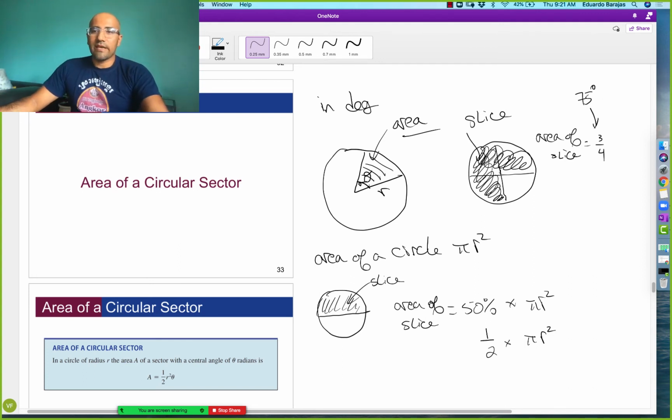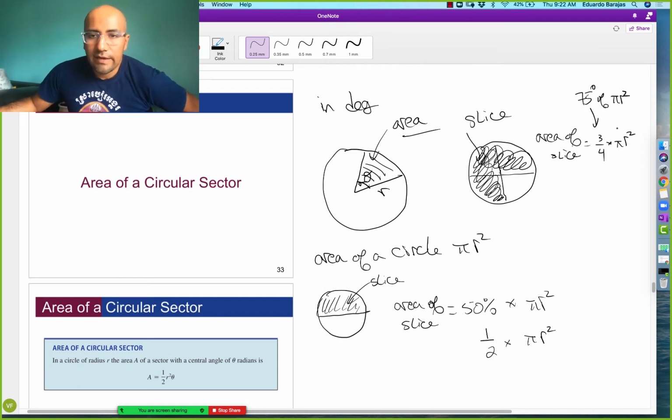Anyway, 75% of the whole area, so it would be 75% of pi r squared. So here we multiply this by pi r squared. Right, so it's the area of the entire circle, and then we multiply it by some ratio that describes that angle theta.